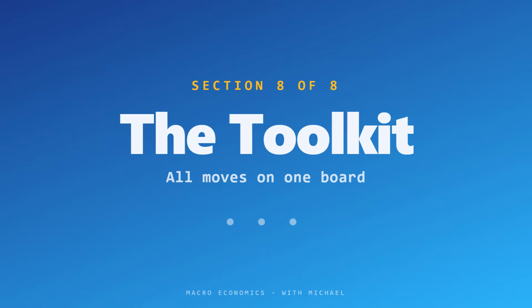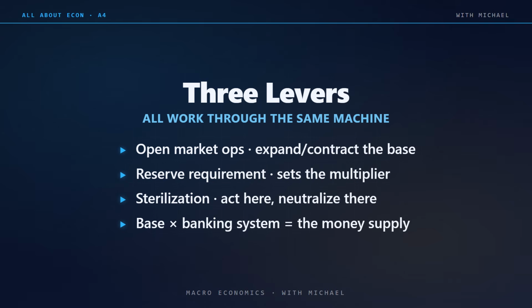Section 8. The toolkit. Step back and you can see the central bank's full set of levers, all working through the machine we have built. Open market operations, buying or selling bonds, expand or contract the base day-to-day. The reserve requirement sets the size of the multiplier, and sterilization lets the bank act in one market, like foreign exchange, without disturbing another, the domestic money supply.